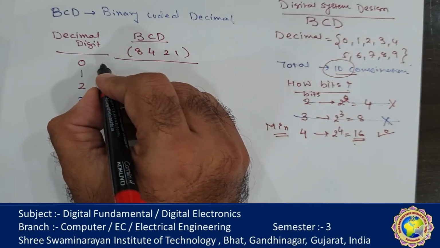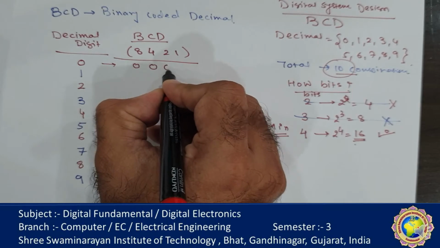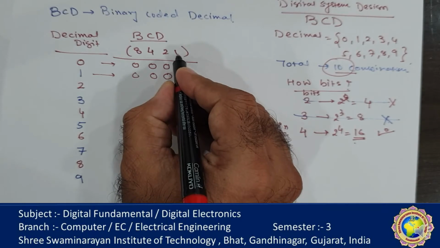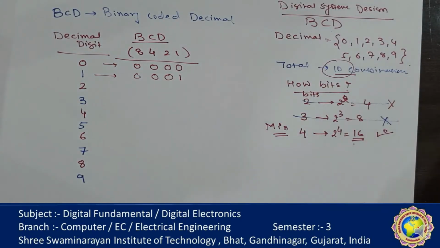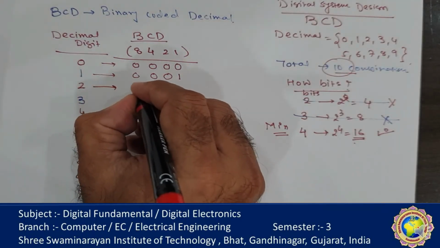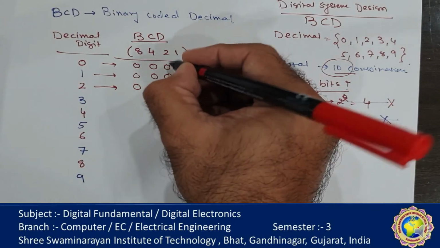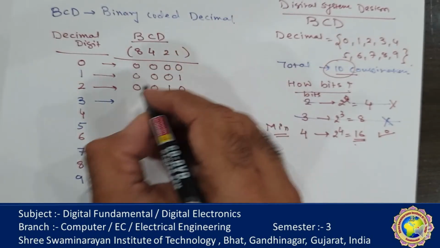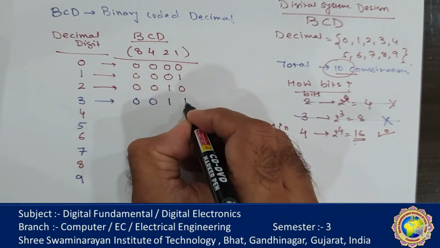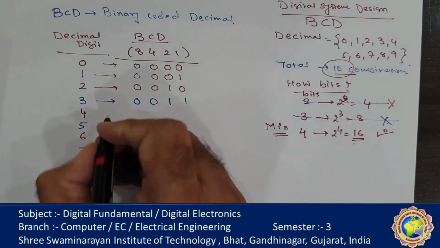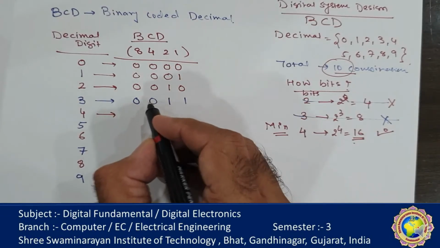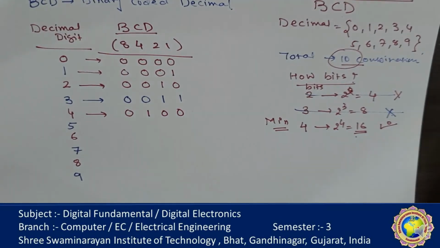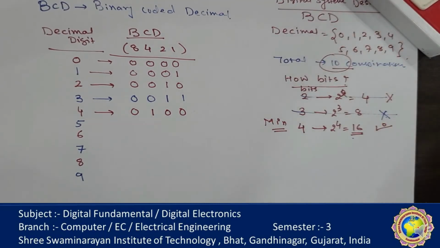How? 0 is equivalent, all are 0. 1 is equivalent 0, 0, 0, 1, so the weightage of this bit is 1. 2 is 0, 0, 1, 0. See, the second last bit's weight is 2. 3 is equal to 2 plus 1, 3, so 0, 0, 1, 1. 4 is the third bit, so 0, 1, 0, 0. The weightage of this bit is 4.